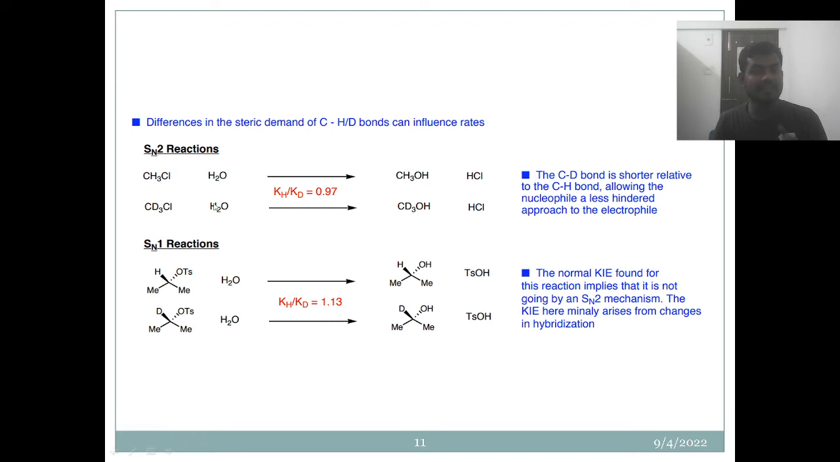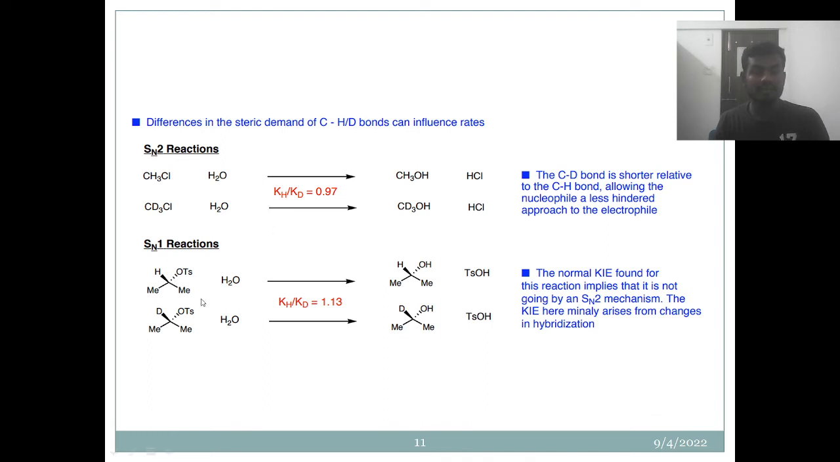It's a secondary kinetic isotope effect because there is no breakage of the CH bond here. The reason I found is that the CD bond is shorter relative to the CH bond, which makes sense, allowing the nucleophile a less hindered approach to the electrophile. So the CD bond is short, so it gives a less hindered approach. I don't find this reason so appealing, but I got this, and you can take it, and I can find other things also.